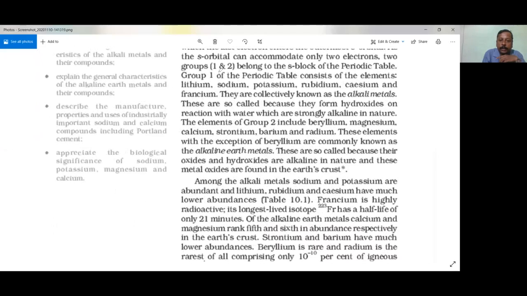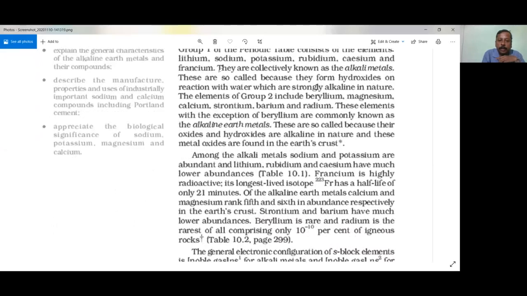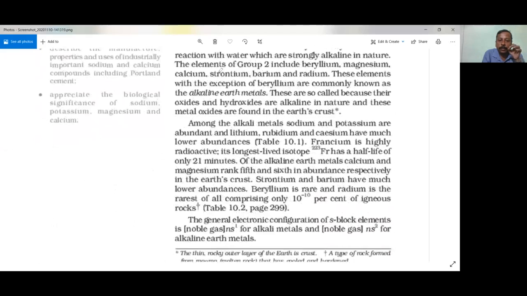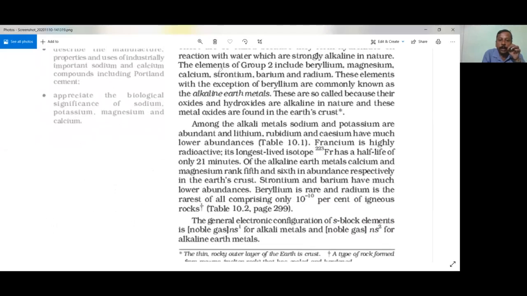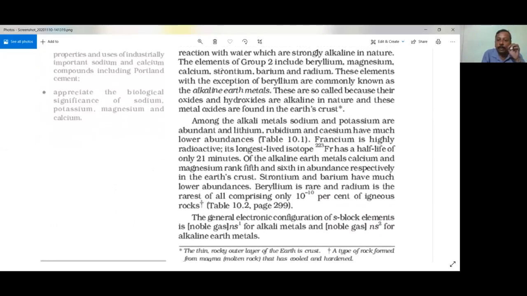So among the alkali metals, sodium and potassium are abundant. This is an objective question, especially for the NEET people or for the mains people. Among the alkaline earth metals, which of the following metals are more abundant? So what will be the answer? More abundant means more available in the earth. Sodium and potassium. Next, lithium, rubidium and cesium are much lower in abundance.